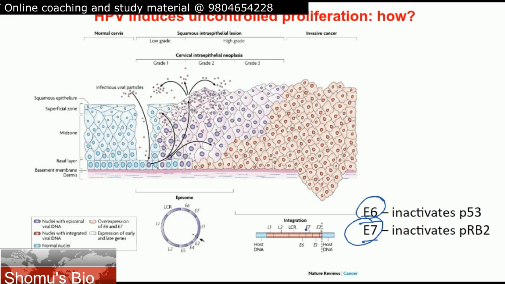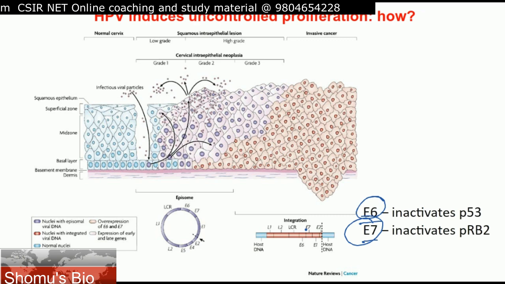Remember, pRB and p53 are both tumor suppressor genes. And if these tumor suppressor proteins are inactivated, then what will happen? The cell will divide and grow uncontrollably without any kind of pause, and that is a death alarm. Okay.